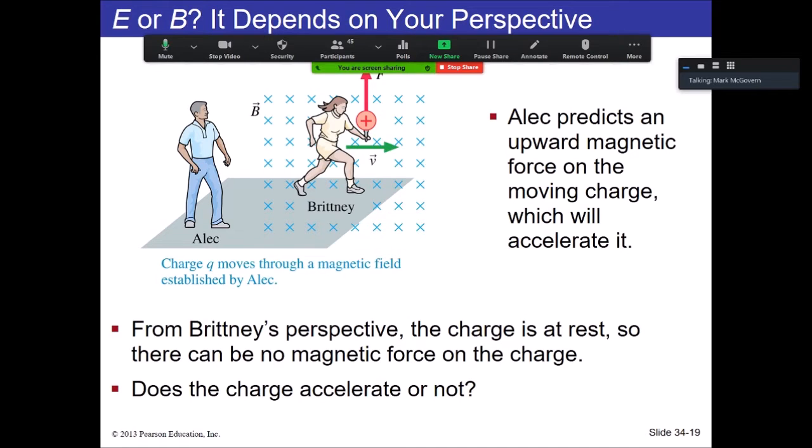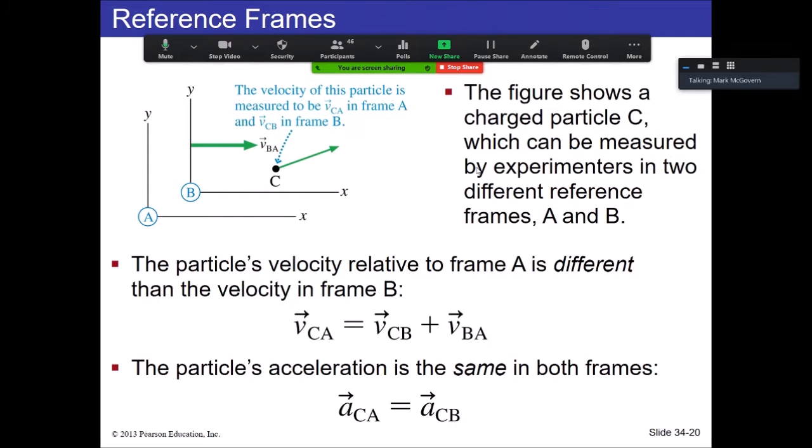But this is definitely seemingly some kind of paradox here, whether we're going to see a force or not. If Alec sees a force, there's a force. Brittany's got to come up with something to explain this force. She's got some explaining to do here. So we'll see how.